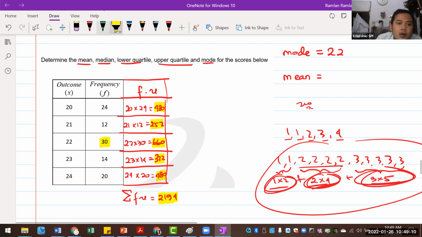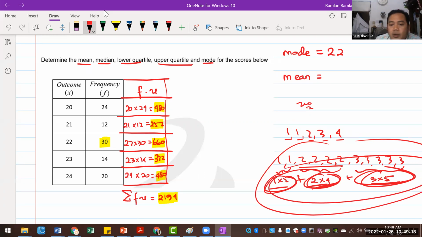Okay, again, and then we also need the total frequency, right? Because after you add all of these numbers, you're going to divide that by the total number of data. How can we know the total number of data? You only need to add all of these numbers over here, right? So we call it the sigma f, or the total frequency. And sigma f will be equal to 24 plus 12 plus 30 plus 14 plus 20, and that will be 100. Oh, exactly 100.